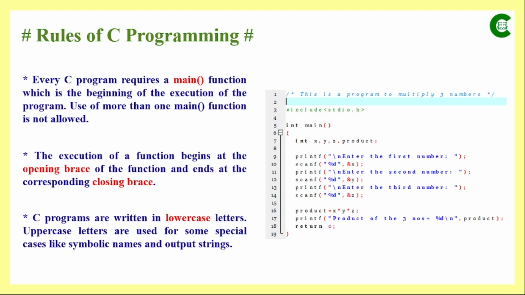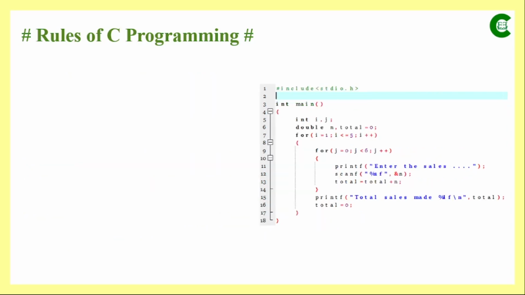And just to differentiate between the normal variables, be it local or global variables, and the symbolic constants that we use in the program, symbolic constants are written in uppercase. Otherwise, the whole C program is written in lowercase, that we need to follow, that we need to remember.